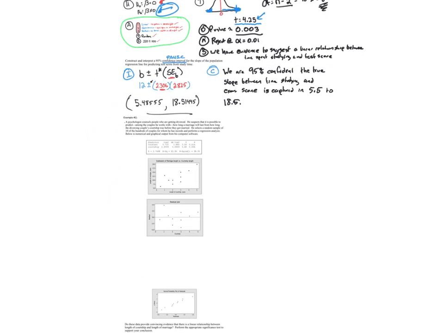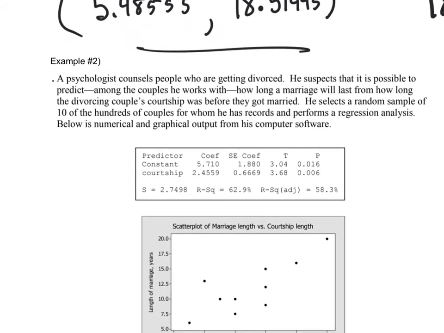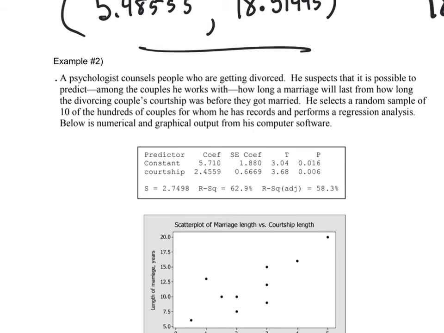All right, let's try another one right here. A psychologist counsels people who are getting divorced and suspects it is possible to predict, among couples he works with, how long a marriage will last from how long the divorcing couple's courtship was before they got married. Courtship is just like, I am dating, but I am dating with the purpose of possibly marrying, right? That's what courtship means. So he selects a random sample of 10 of hundreds of couples from whom he has records and performs a regression analysis. Below is numerical and graphical output.